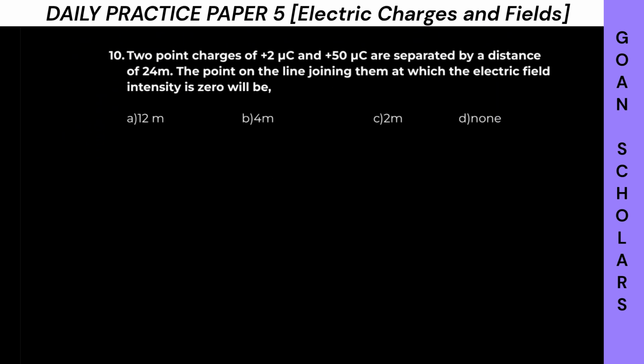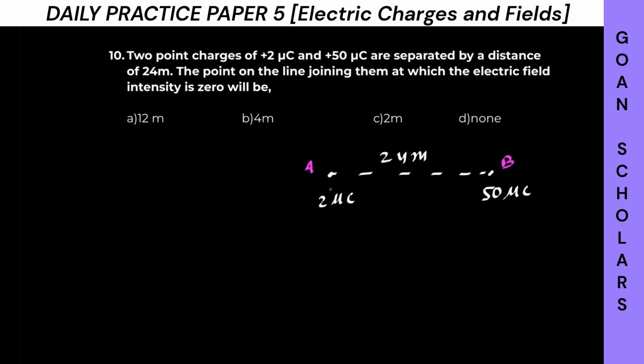Let's move to question number 10. Two point charges, 2 microcoulomb and 50 microcoulomb, both separated by a distance of 24 meters. The question asks for the point on the line where the field is 0. Quite similar to the previous one. Try it yourself. And if you are still confused, let's see one more question of this type.